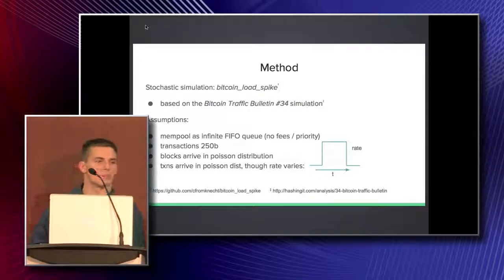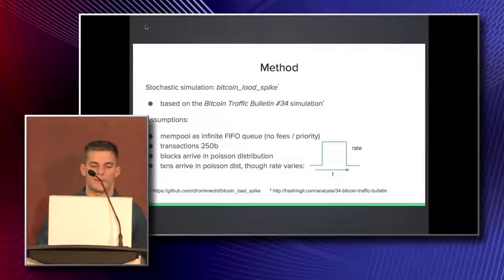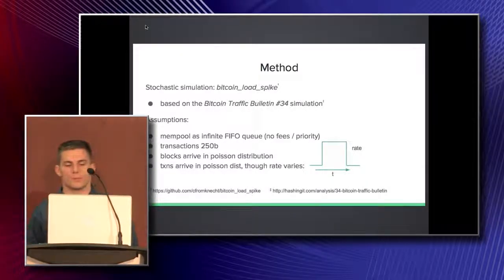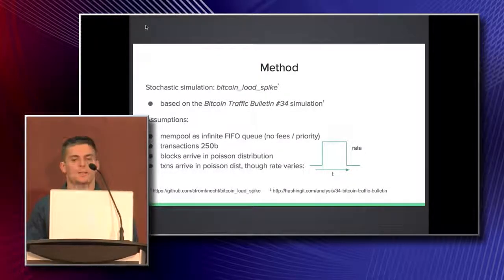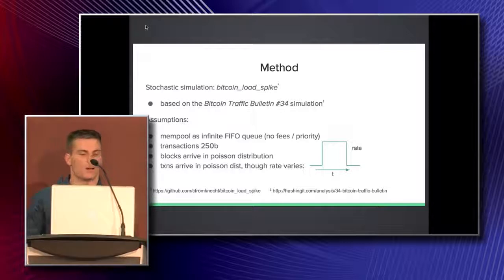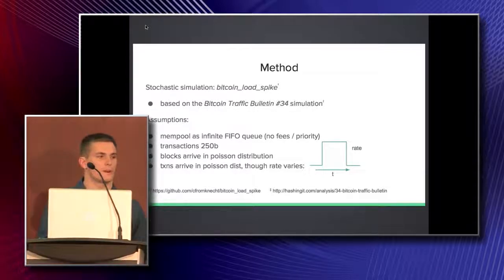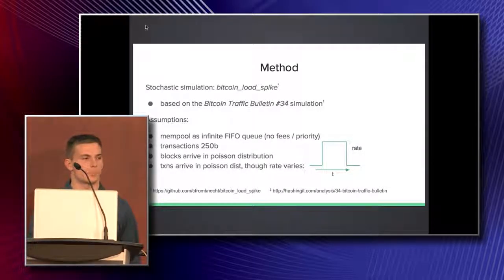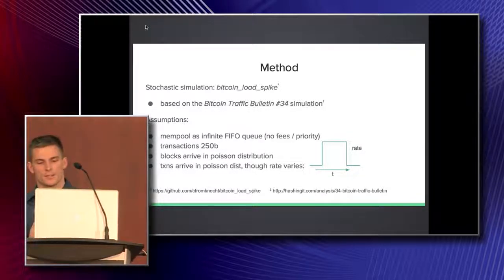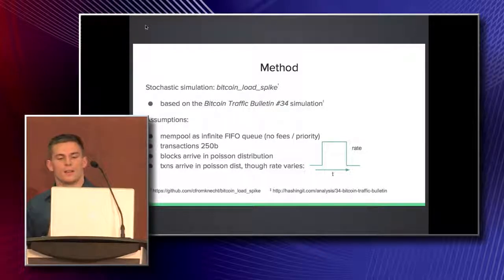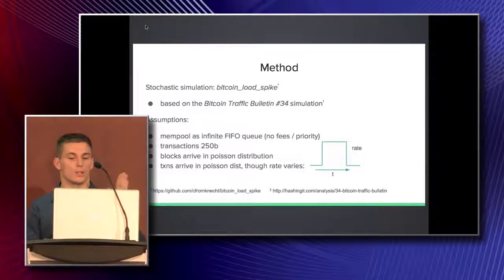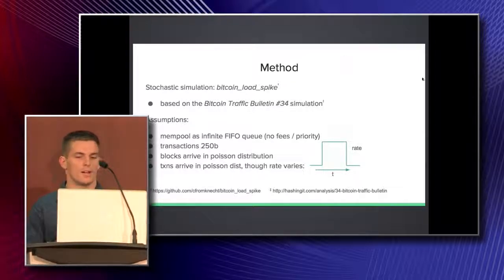We used a constant transaction size of 250 bytes, and the main ways in which our model differs from the Bitcoin traffic bulletin is that our block size is variable, so we can actually adjust the size of the block for a given simulation, as well as define spike profiles, in which, as you see on the right, we have this time-varying spike, and so we can actually model that into the simulation so that we have different loads at different points in the simulation, so we can log the confirmation times for each one of those spikes and see the comparison.